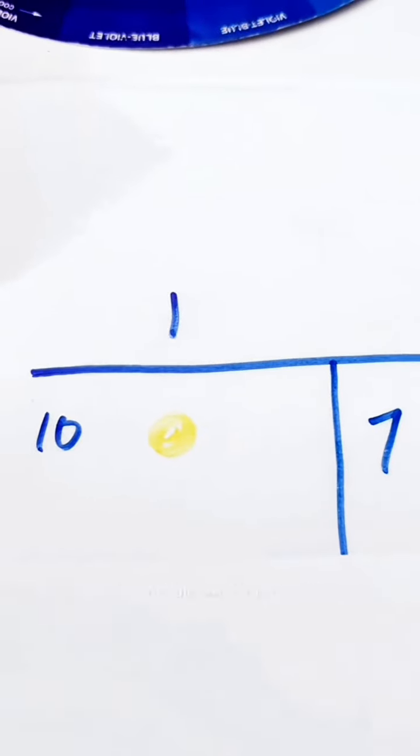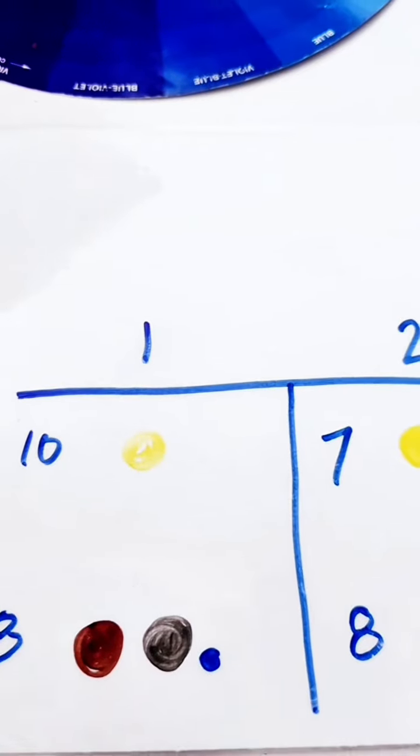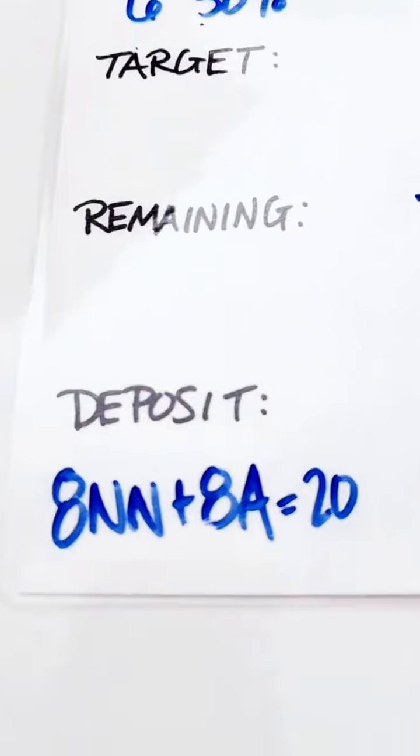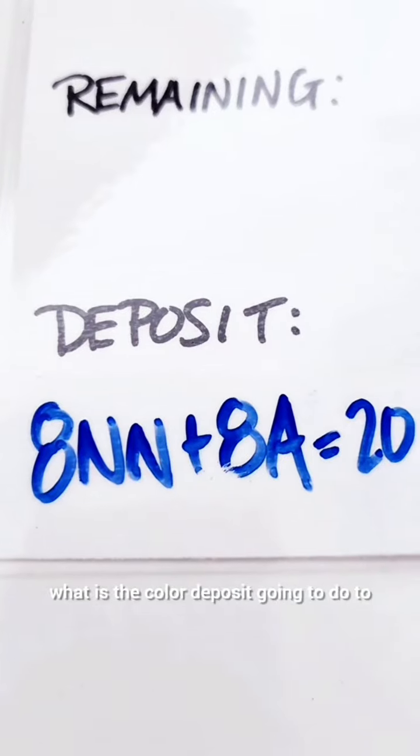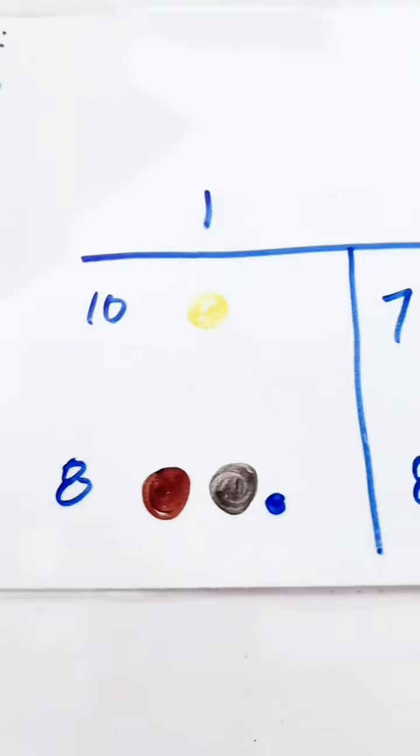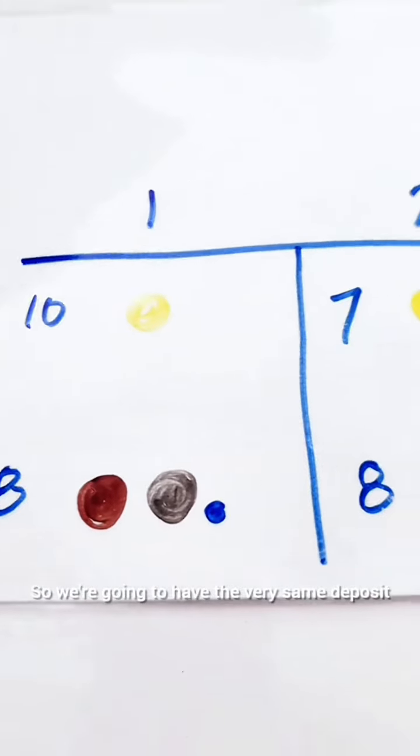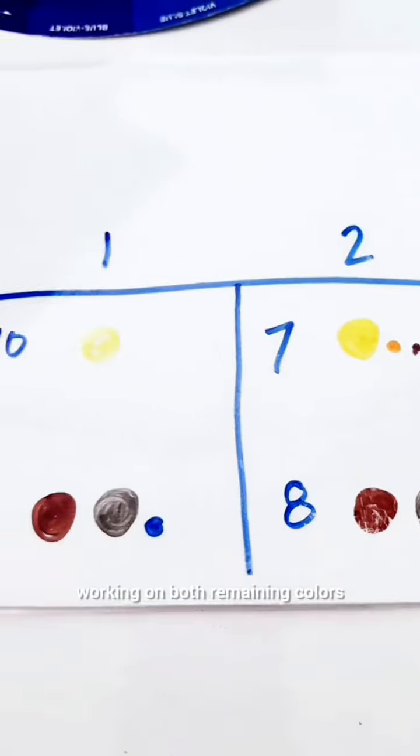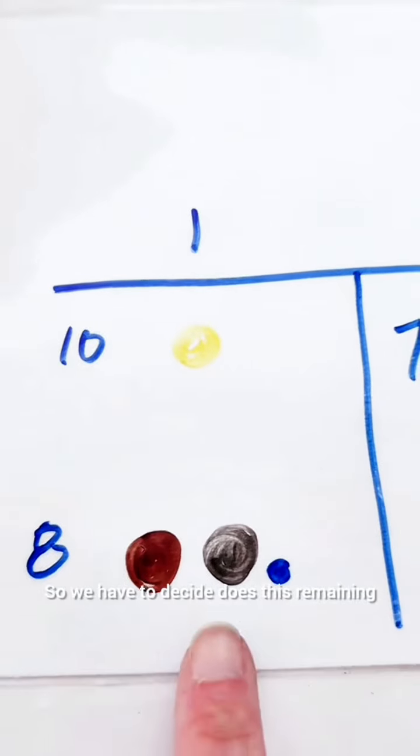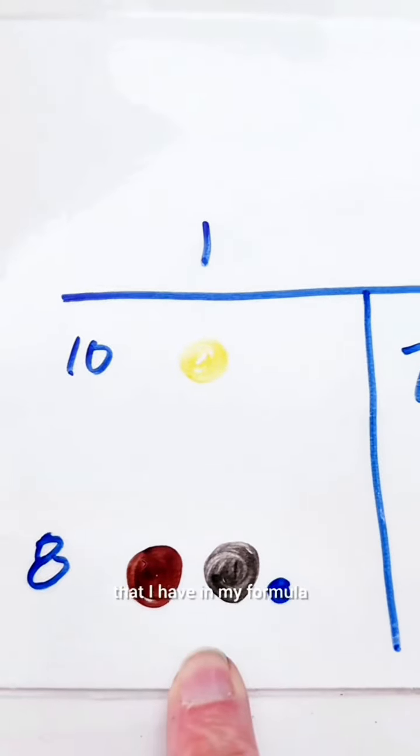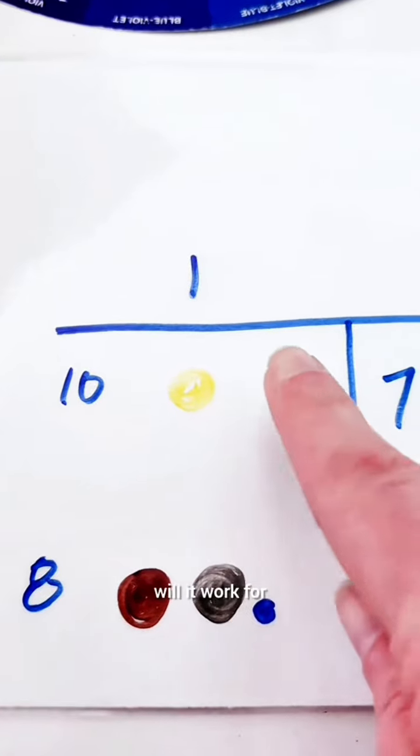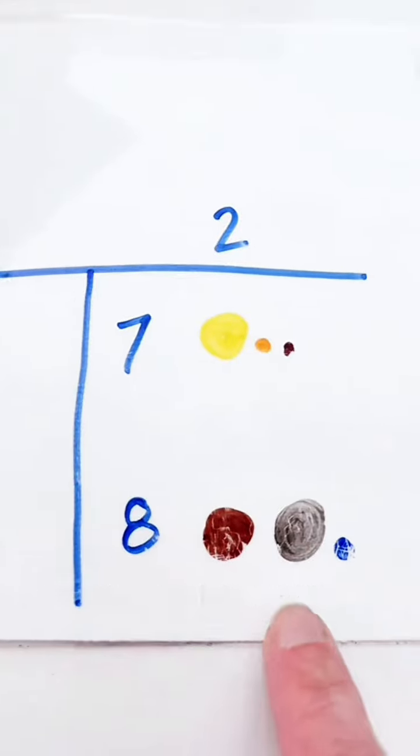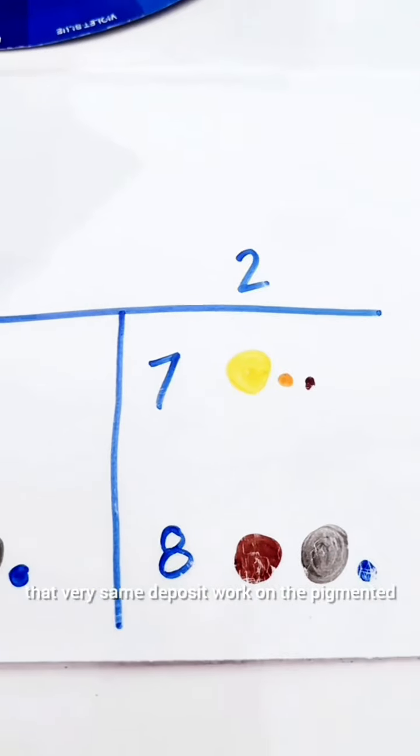And then this one is from the gray, pale yellow all the time. That's the beauty of gray. You don't have to predict it. And then you got to figure out what is the color deposit going to do to both remaining colors. So we're going to have the very same deposit working on both remaining colors. So we have to decide, does this deposit that I have in my formula, will it work for that gray hair? And will that very same deposit work on the pigmented?